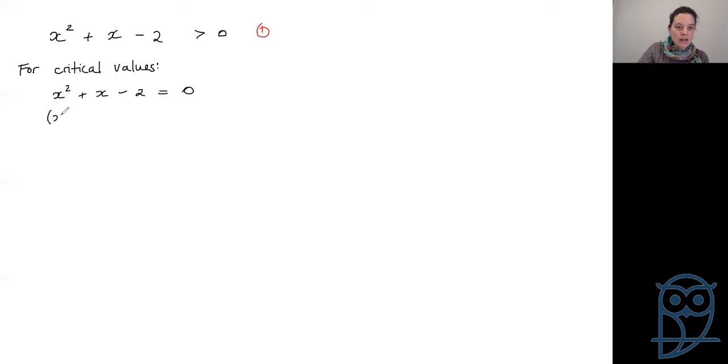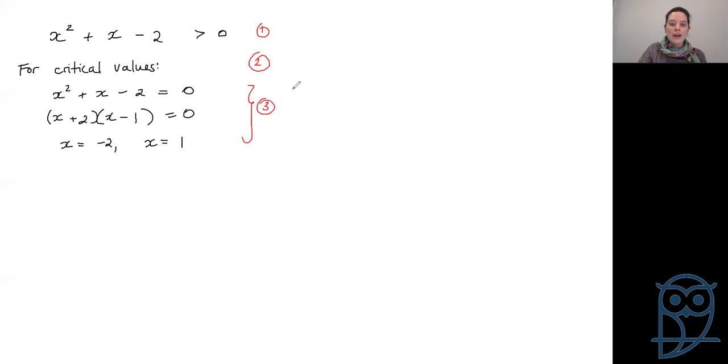Now we can factorize: x and x. Factors of 2 that subtract to give 1 are 2 and 1. The big one is positive. So we have x equals minus 2 and x equals 1. Now we can see that we have done step 2, for critical values, and we've done step 3, solve the happy quadratic equals 0.